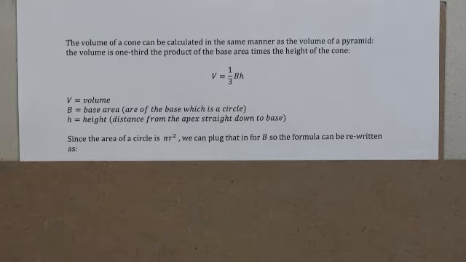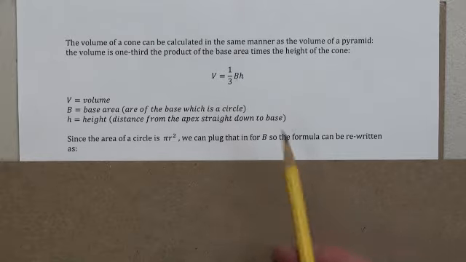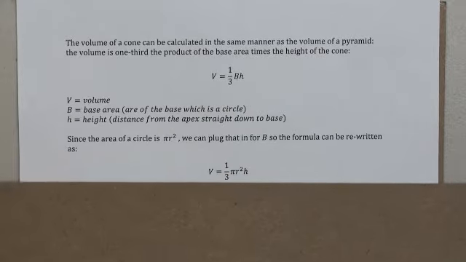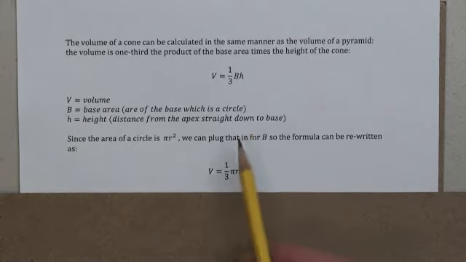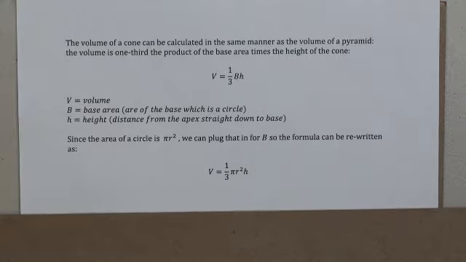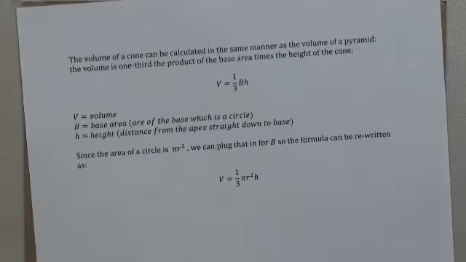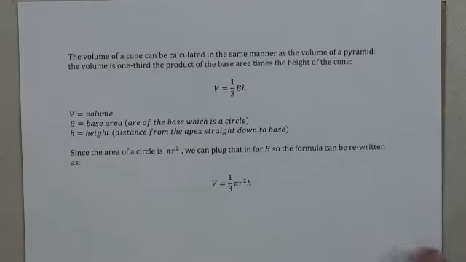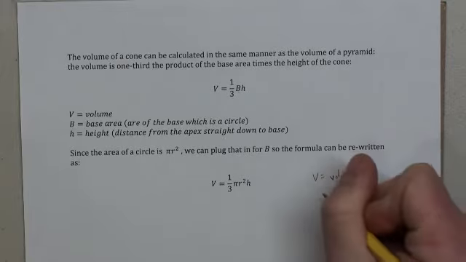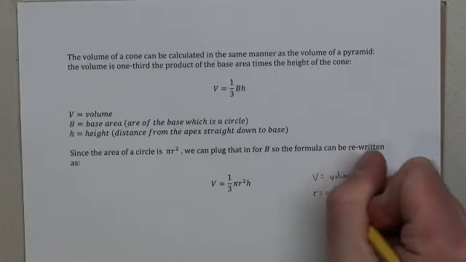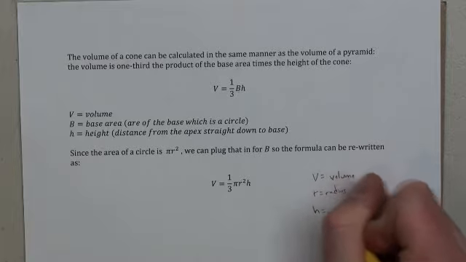Since the area of a circle is pi r squared, we can plug that in for B, right, because this is the area of the base, so that the formula can be rewritten as V equals 1/3 pi r squared H. So we plugged in pi r squared for B. Okay, so let's write on the side here, V equals volume, R is radius, H is height.